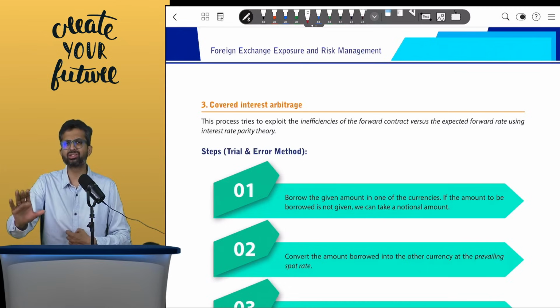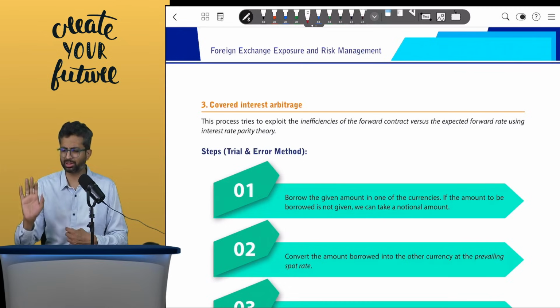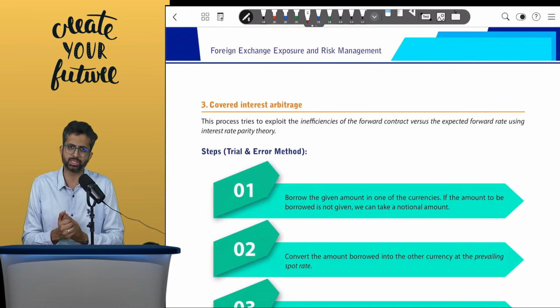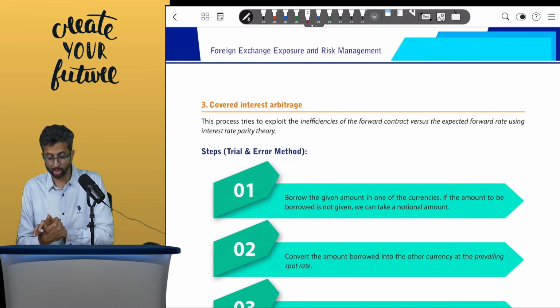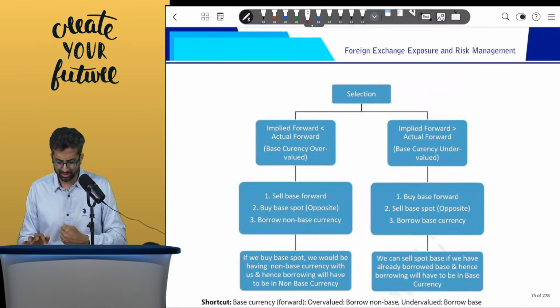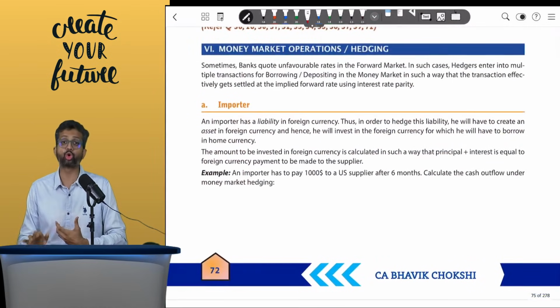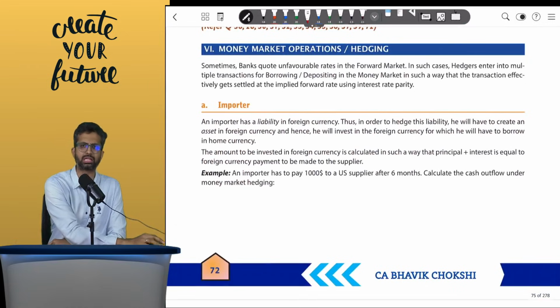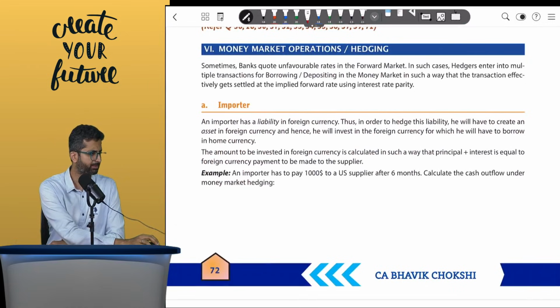However, at this stage you can always do a trial and error method, because there are only two possibilities. One of the two possibilities over here is using covered interest arbitrage. Okay, so this gives you covered interest arbitrage. Next you go to money market operations, which are based on the covered interest arbitrage principle only.